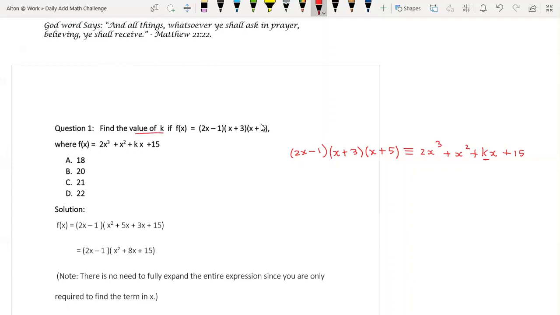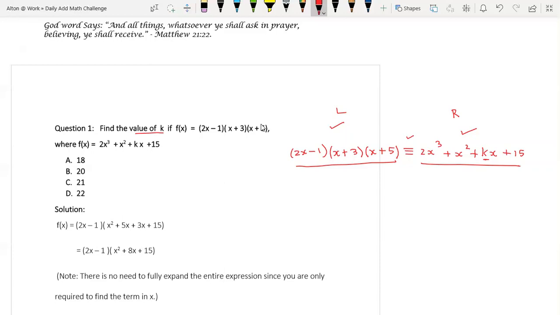Now, this function here, which is on the right, can be factorized to give the factors of the function shown on the left, right. Now, if you want to find the value of k, you need to appreciate that what is on the left is identically equal to what is on the right.